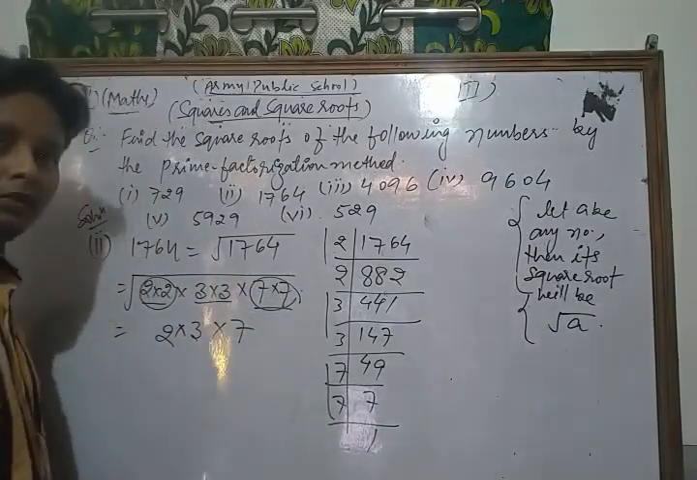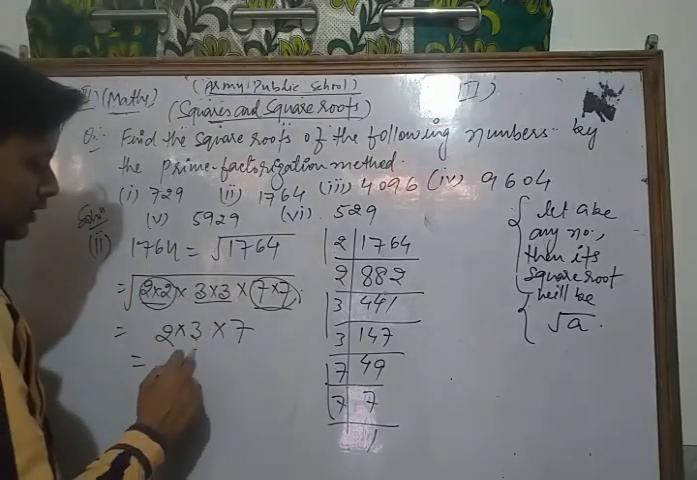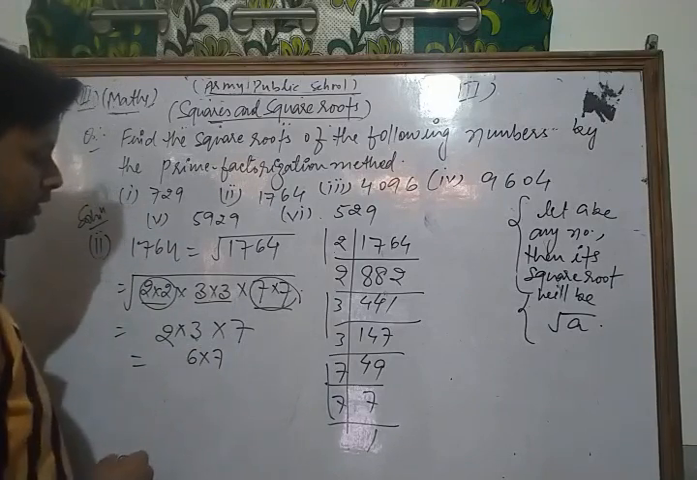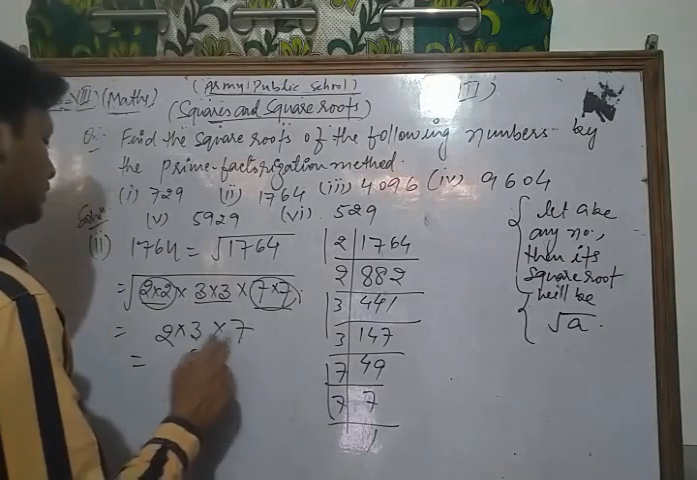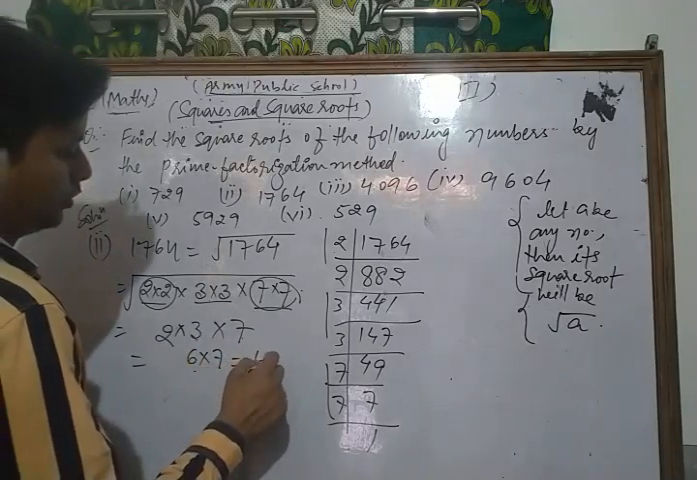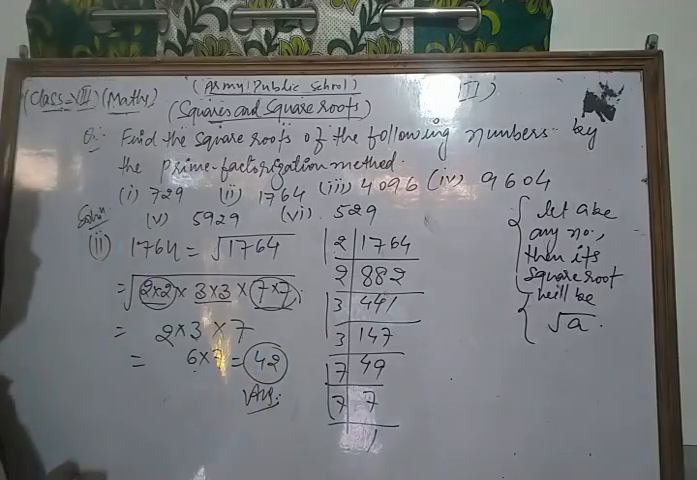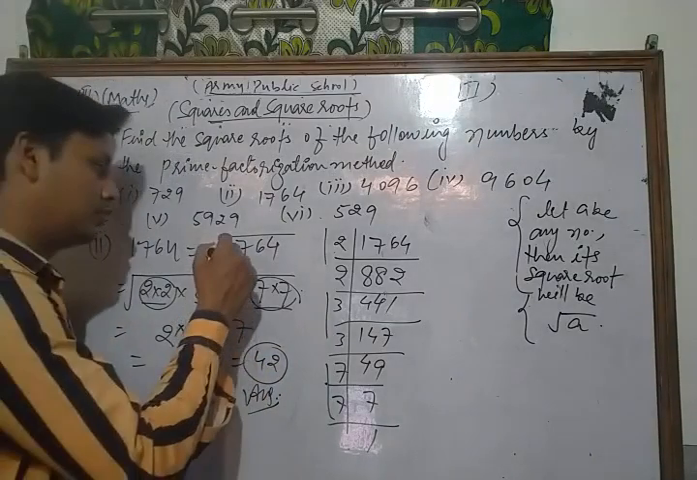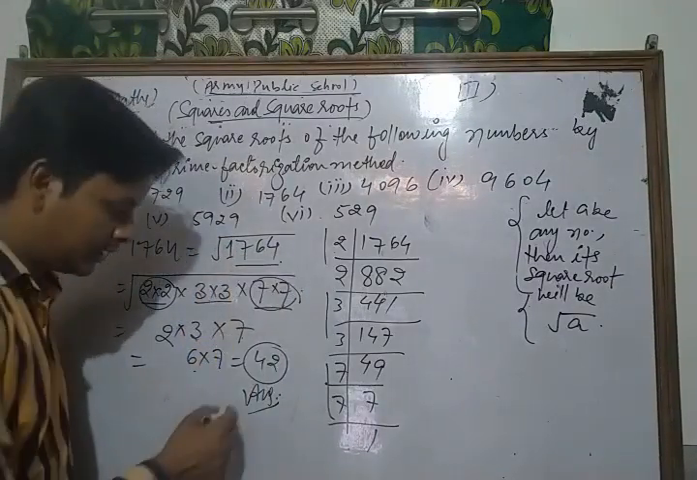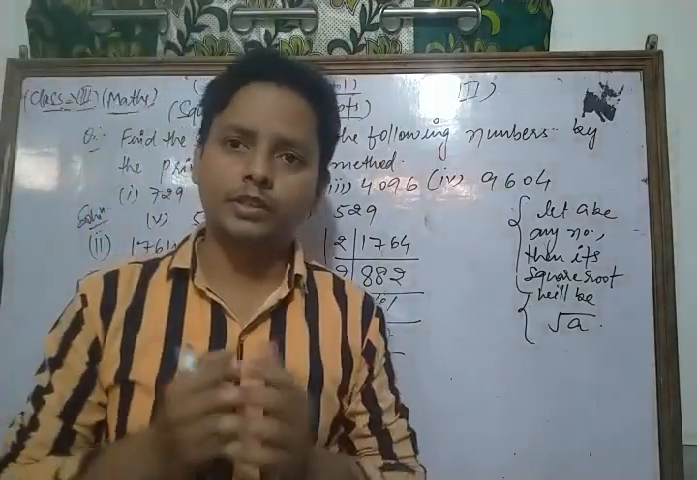So now after multiplying them we get 2 3s are 6, into 7. 6 7s are 42. In this way, dear student, the square root of 1764 is 42. So this is the required solution of the given question.